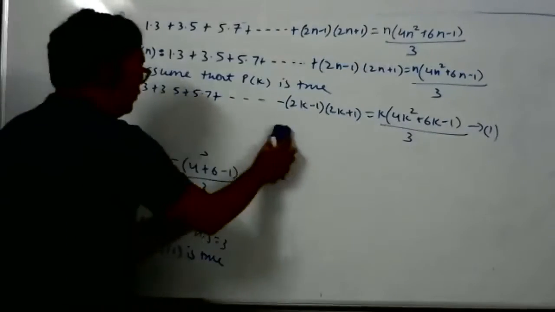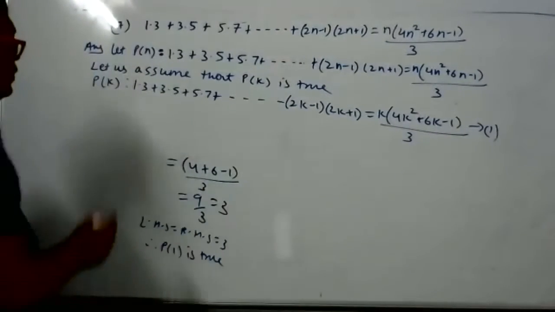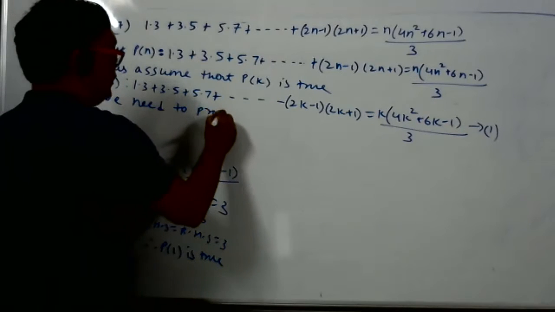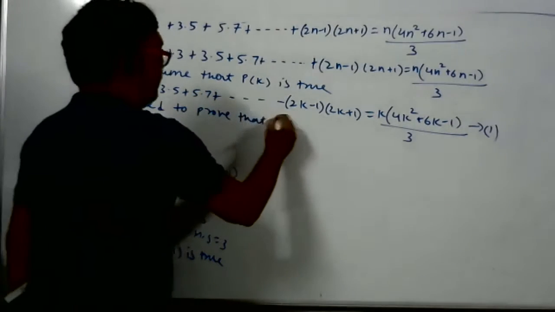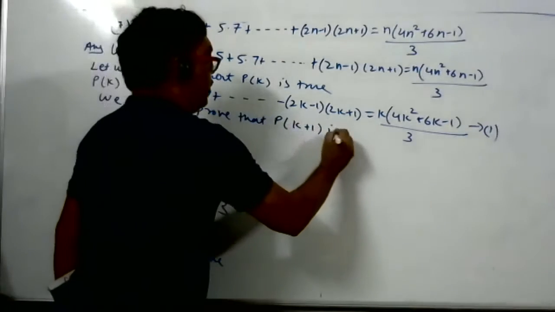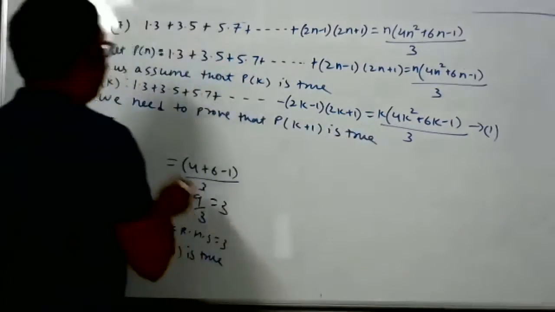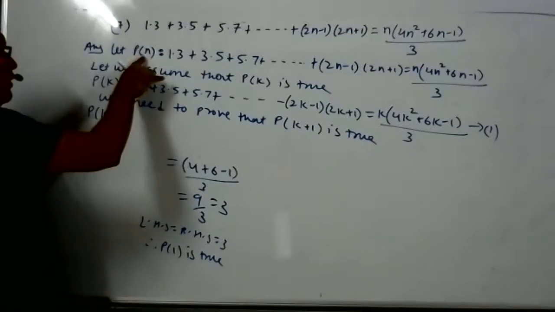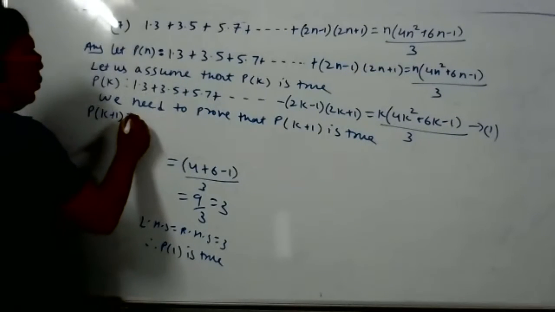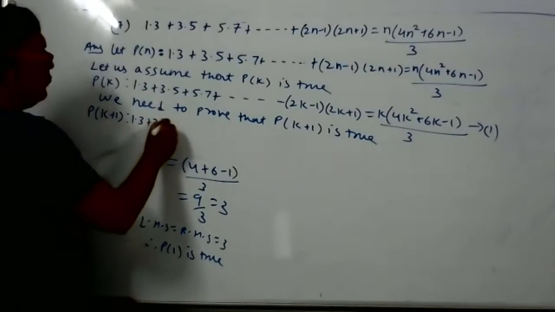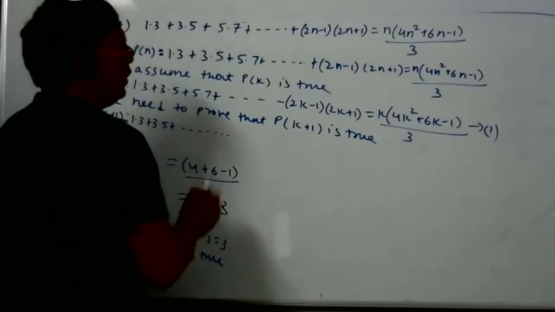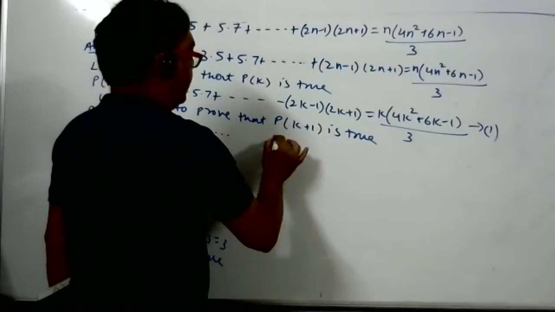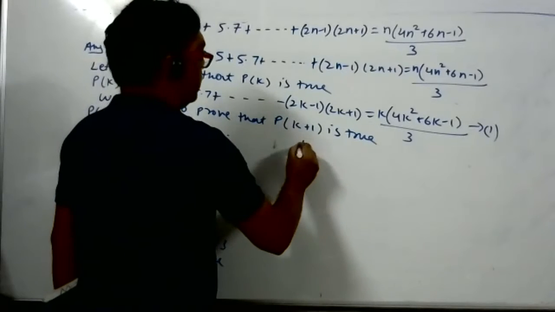Then we need to prove that P of k plus 1 is true. What is P of k plus 1? How to get it? Wherever n is written, write k plus 1, that much only. So what does it become? 1 into 3, 3 into 5 plus dot, dot, dot. Wherever n is there, we write k plus 1. So what should I write, student? Tell me.